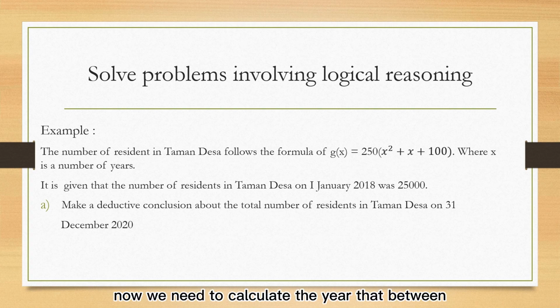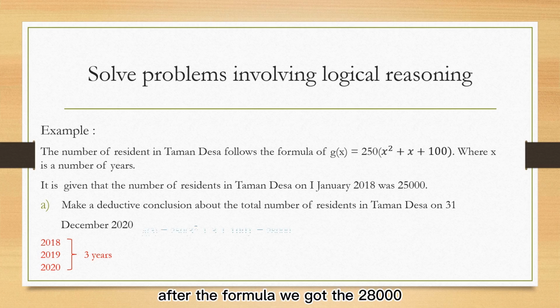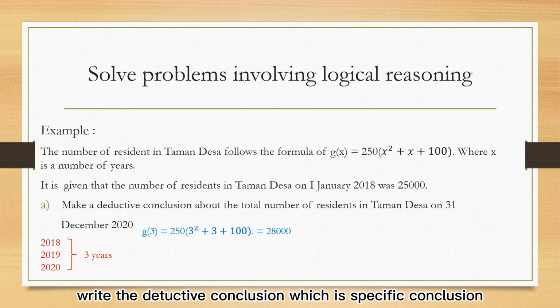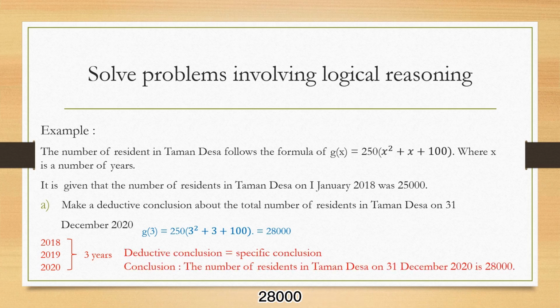Now we need to calculate the years between 2018 and 2020, and we get 3 years. After that, let x equal 3. Using the formula, we get 28,000. And the last step, write a deductive conclusion, which is a specific conclusion. The number of residents in Tamatesa on 31 December 2020 is 28,000.